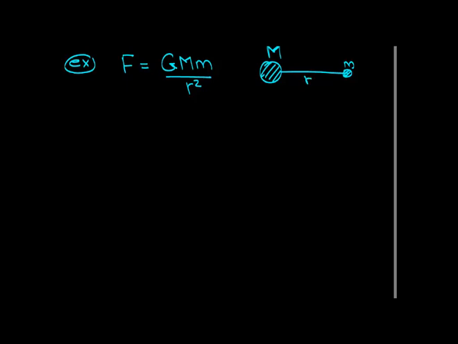Let's take a look at some more examples. Let's take a look at another easy one. This is the formula for the gravitational force acting between two masses. So the gravitational force is equal to the gravitational constant G times big M times little m divided by r squared. So you have a big mass here, you have a little mass here, and r is the distance between those two. So the gravitational force acting on those two objects is given by that formula.